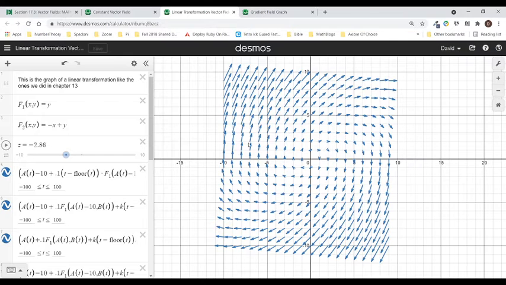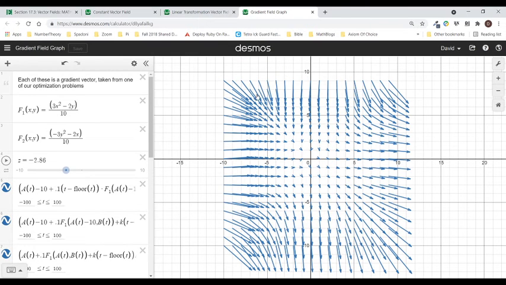This is a linear transformation that works that way. And very often, at least locally, if you don't go too far away, it does resemble a flow. The third one we're going to see a lot of are gradient fields. So at every point, we have a gradient vector. This is actually taken from one of our optimization problems.